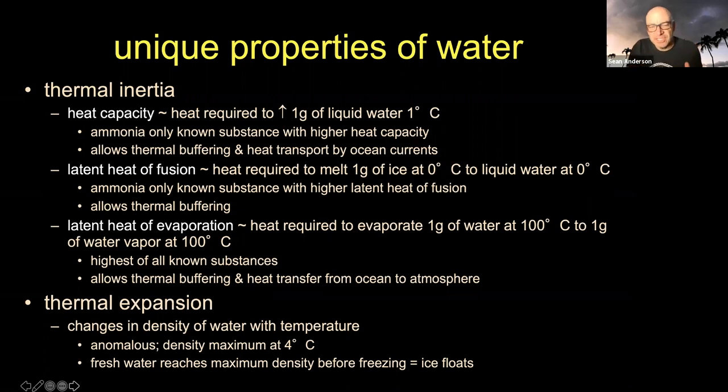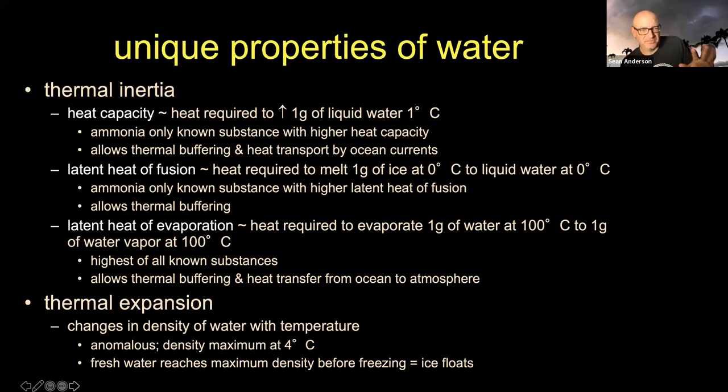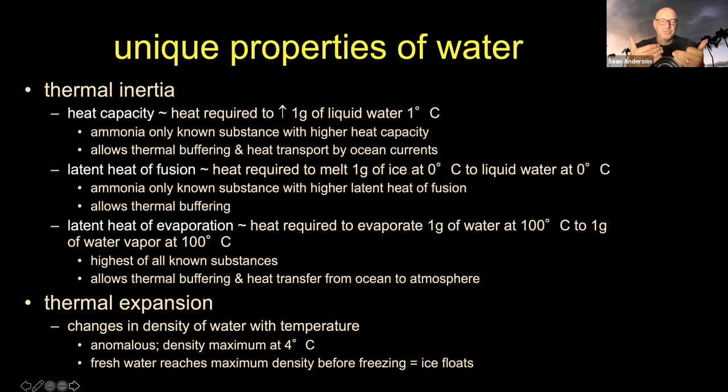Latent heat of evaporation. This is the amount of energy it takes to turn 1 gram of water at 100 degrees C from water into water vapor. This is the highest of all known substances in terms of latent heat of evaporation. Again, it really helps with transferring energy from water to the atmosphere. We can see this manifest in things like hurricanes and cyclonic activity. So there's the thermal inertia. Water that has one particular temperature likes to stay at that temperature. You have to add a lot of energy to get it to do a state shift. That's thermal inertia.